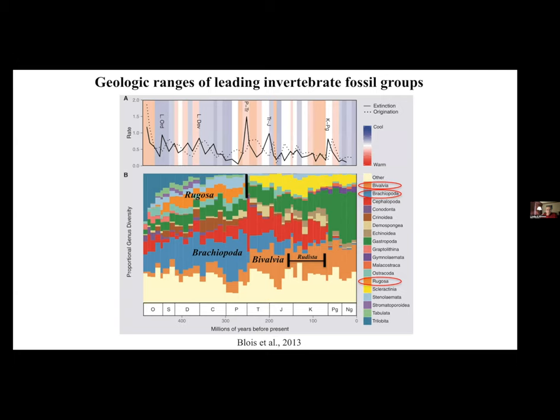Now the other problem with the fossil record is that this is the geologic time scale from the Ordovician, 400 million years, 300, 200 to the present. And you can see that the bivalves have been there from the very beginning and they've increased. And then there's the rudist, I showed you that solitary bivalve shell that looks like a coral. And it came on the scene at the end of the Jurassic, but then by the end of the Cretaceous, it was gone. And it did occupy a reef environment.